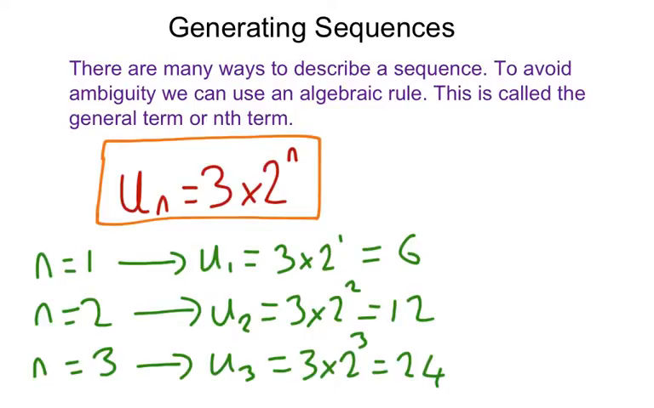So general terms can come in lots of different styles. They can be linear, quadratic, they can have fractions, they can have powers in. But always, to find the third term, you find u3, so you replace all the n's with 3. To find the 8th term, you find u8, so you replace all the n's with 8. And that's all we have to do to generate a sequence from an algebraic rule. No matter how complicated it is, we just substitute in the term number for the n's in the rule.